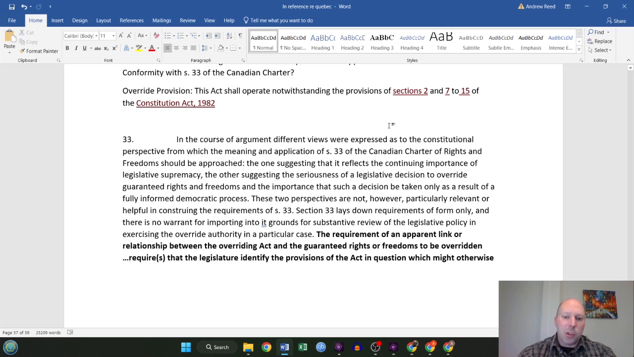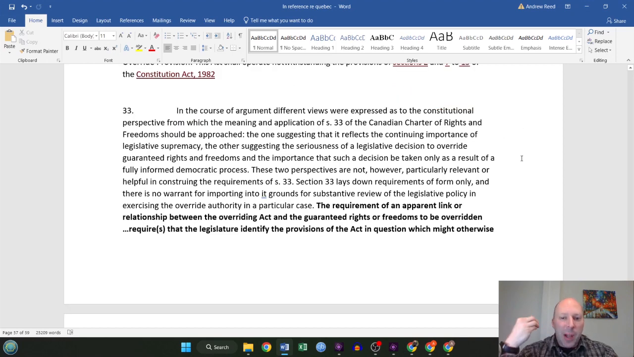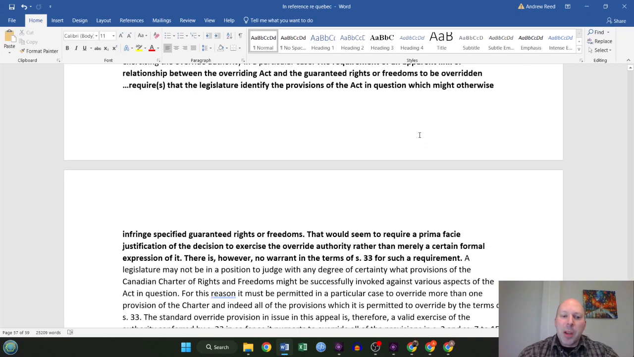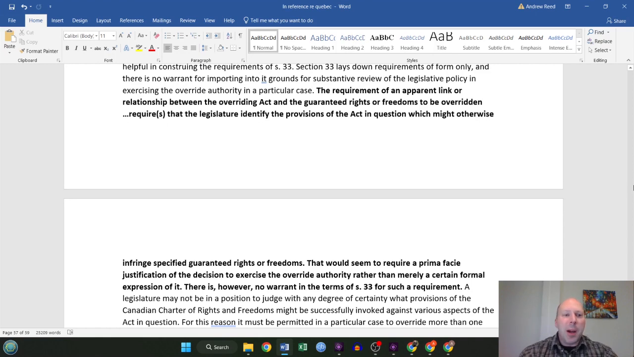But it went to the Court of Appeal, who overturned it and said they feel it should be required that a reference to what rights and freedoms are going to be overridden is listed in there. In the Supreme Court, though, it says the requirement of an apparent link or relationship between the overriding act and the guaranteed rights or freedoms to be overridden requires that the legislator identify the provisions of the act in question which might otherwise infringe specified guaranteed rights or freedoms. So the court doesn't think the legislator is even capable of that, but they say even if so, that would seem to require prima facie justification of the decision to exercise the override authority rather than merely a certain formal expression of it. But there's nothing in section 33 that says they have to do all that, so overturned by the Supreme Court.